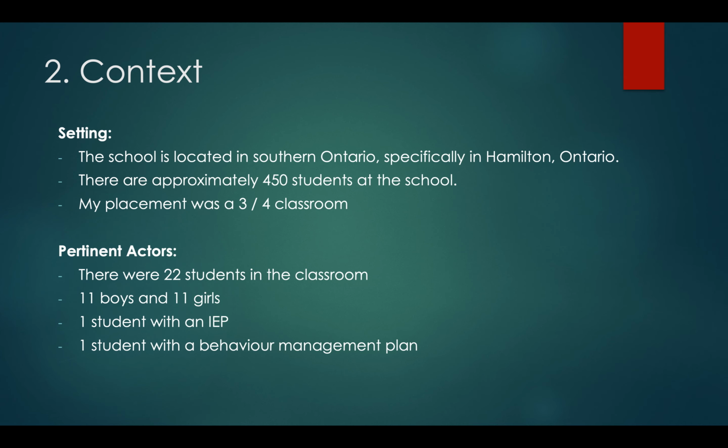If we look at the context of my placement, my school is located in Southern Ontario, specifically in Hamilton. There are approximately 450 students at my school, and my placement was in a grade 3/grade 4 classroom. There are approximately 22 students in the classroom, 11 boys and 11 girls. There's one student with an IEP and one student with a behavior management plan.